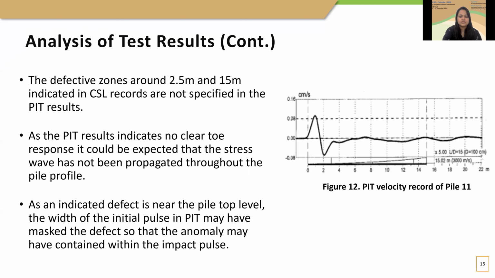Also, it could be observed that in figure 12, there's no clear toe response indicated, which could be due to improper propagation of the stress wave to the toe area. And this could be considered a possible cause for the variation. So as in the example, test results of the selected 30 piles were analyzed and compared to identify the variations in the output results.